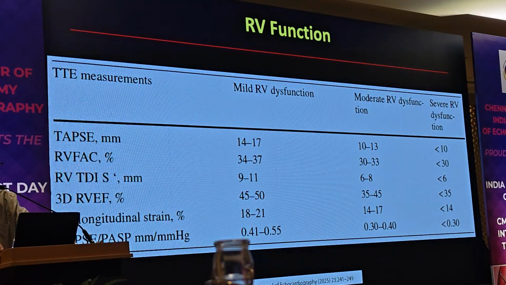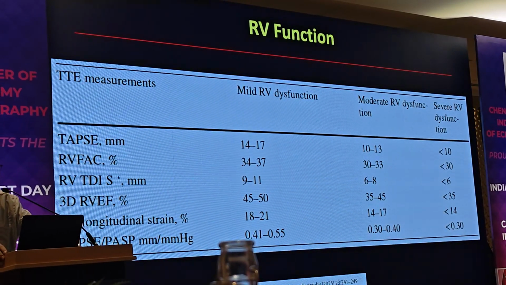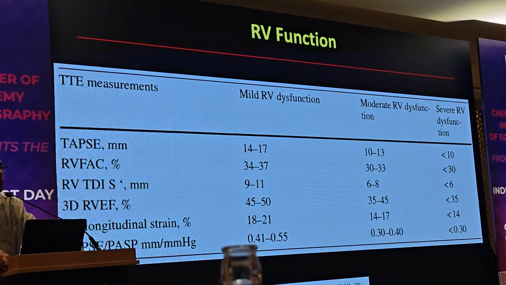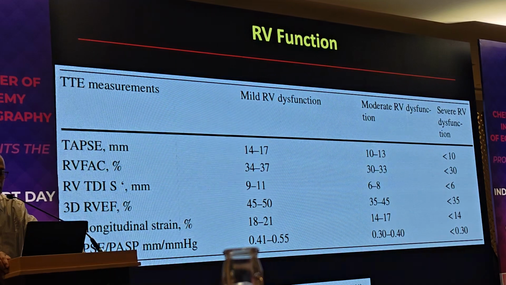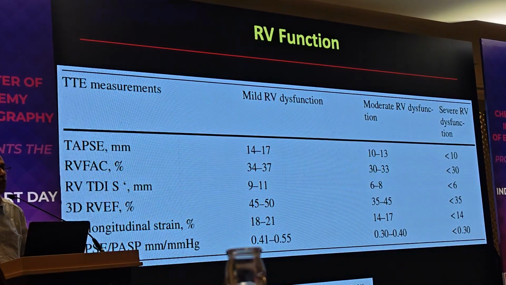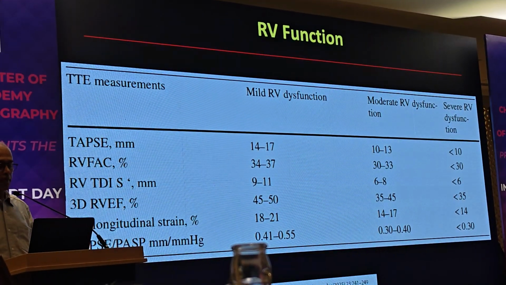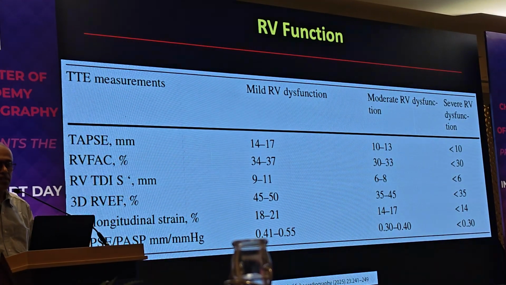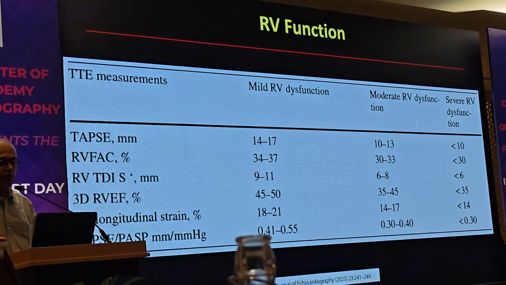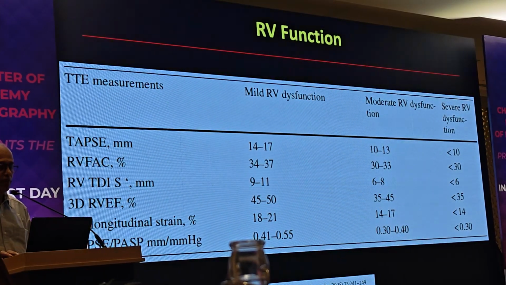Now in terms of numbers, RV function, this is just a suggestion from one of the publications last year. You have an extreme cutoff: a TAPSE of less than 10, an FAC of less than 30, a TDI of less than 6, an RBF of less than 35, a strain of less than 14, and the TAPSE/PASP coupling. Anytime you have less than this, with severe dysfunction, this patient is really on a palliative pathway. That's why these numbers need to be looked at very carefully.